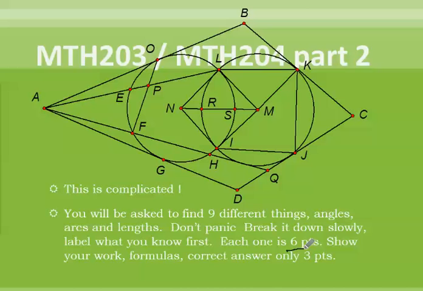Each one of these is going to be worth 6 points. You're going to get 3 points for the right answer and 3 points for showing your work. You don't show your work, you're not going to get those 3 points. Okay? So if you just give me answer, answer, answer, it's not going to give you the right numbers. You're going to have to give me the answer and show your work for each one of them. Okay? Trust me, this is all that you're going to have for the part 2.